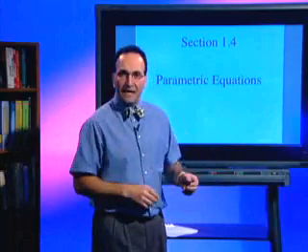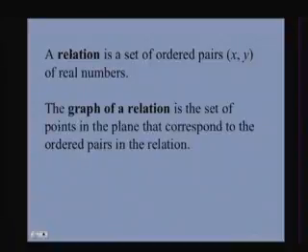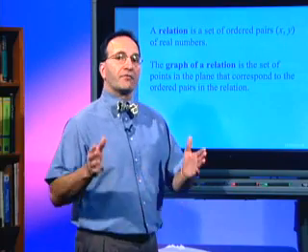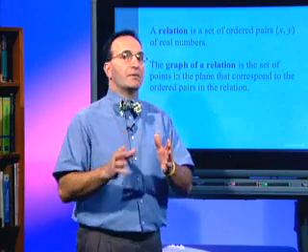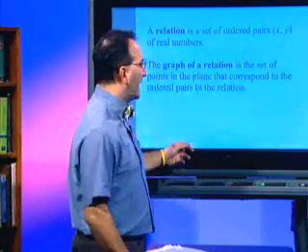Let's start with a definition of a relation. A relation is a set of ordered pairs, x comma y, of real numbers. The graph of a relation is the set of points in the plane that correspond to the ordered pairs in the relation. Now, sometimes x and y are functions of a third variable t, which is called a parameter. Let's look at that definition.